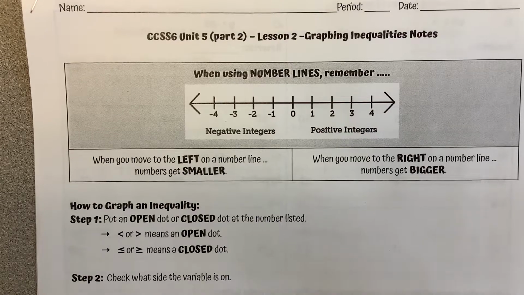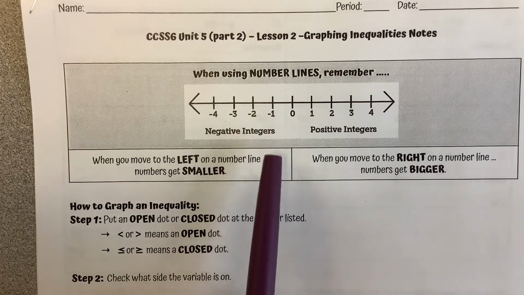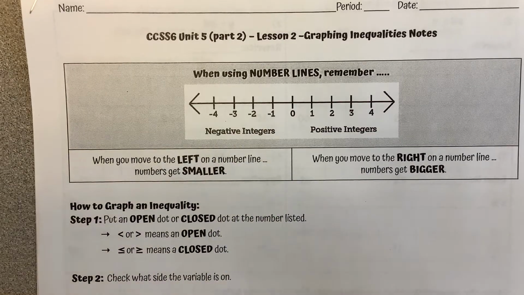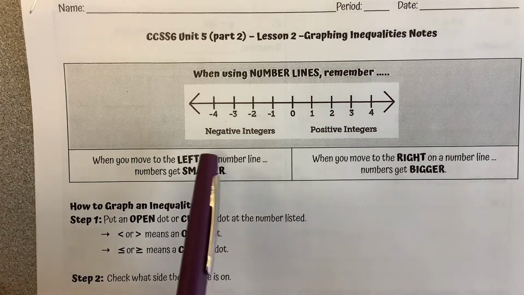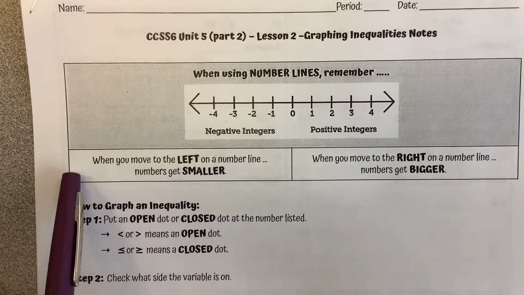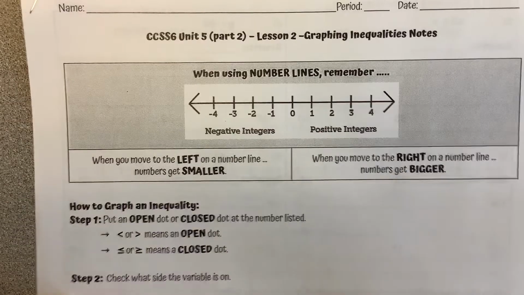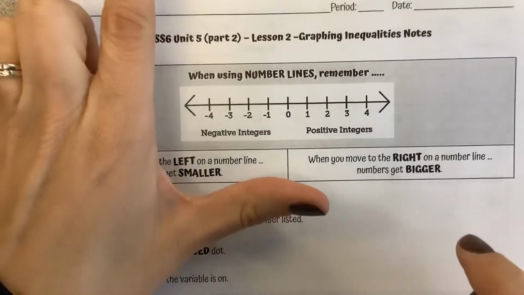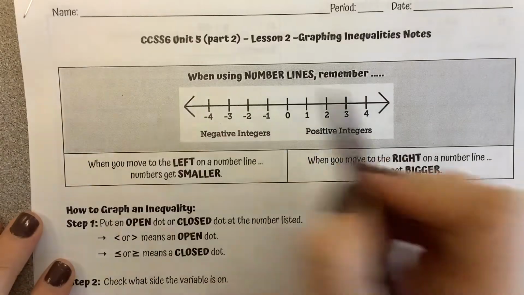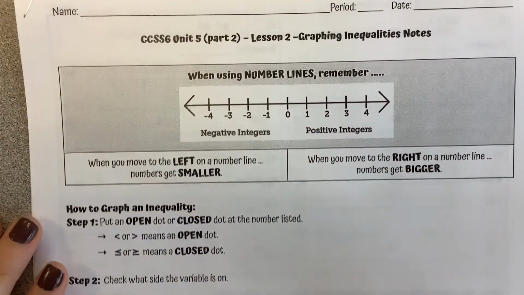Today we're going to look at graphing inequalities. So if we think back to our unit on rational numbers, we should remember that when you move to the left on a number line, the numbers get smaller. When you move to the right, the numbers get bigger. So remember: left is smaller, right is bigger.